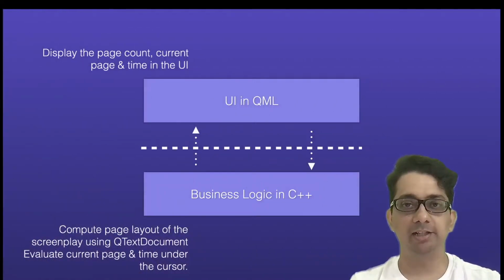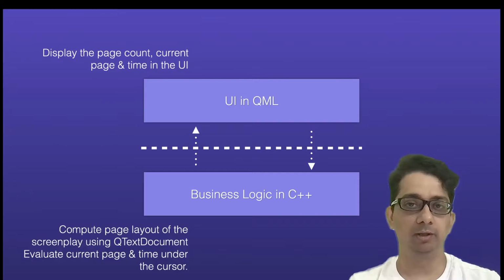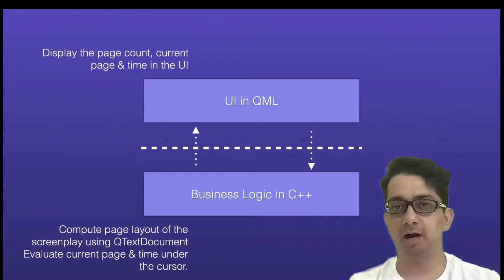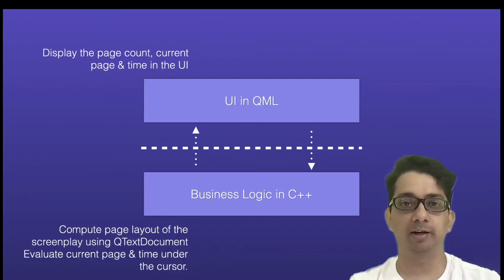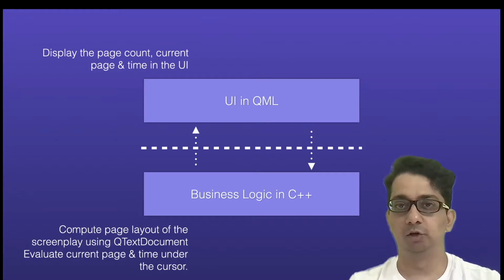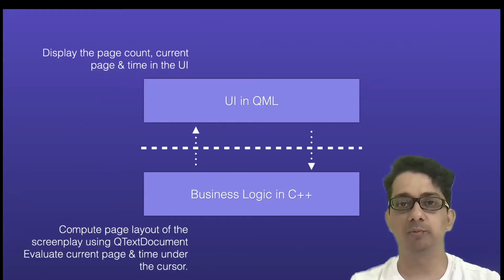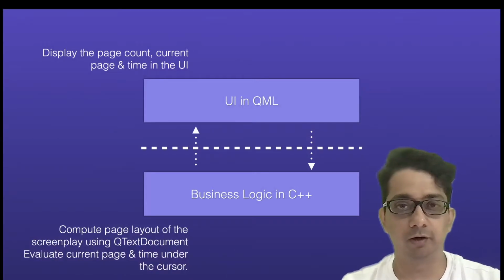Now, as you can imagine, there are two aspects to this functionality. One is the business logic aspect, which involves doing the page layout, computing the page count, the current page, and the current time. The other is the UI aspect, which involves showing the page count, current page, and current time. So the business logic layer will have to be implemented in C++, while the display or the UI has to be implemented in QML. Let's look at the business logic layer first.